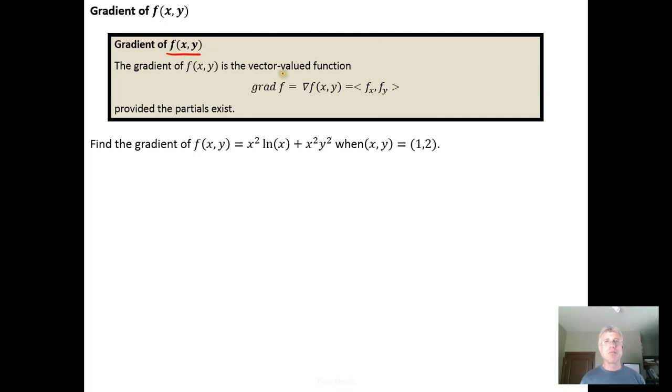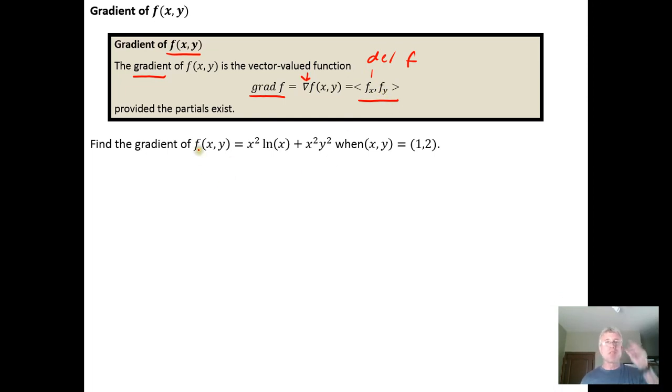And the notation for the gradient of a function is going to be grad f, or grad f of x, y, or the gradient of f also uses the del symbol, so you say del f. So grad f or del f are synonyms, and they both mean the gradient of the function f of x, y, which just has x and y components that are the partial derivatives with respect to x and y.